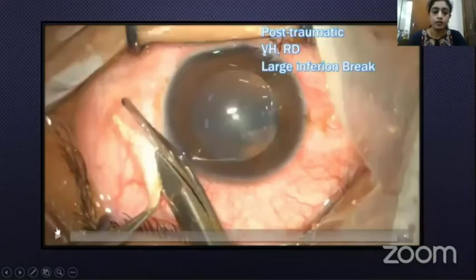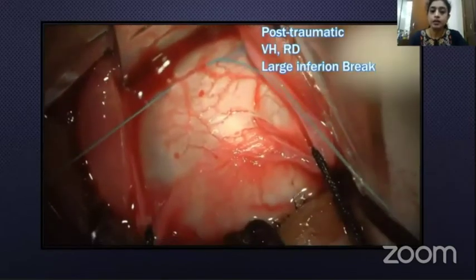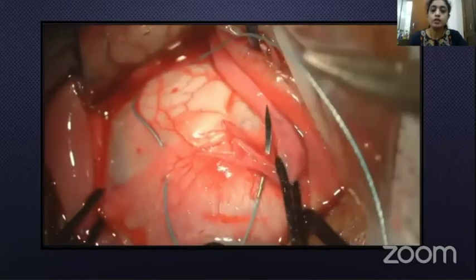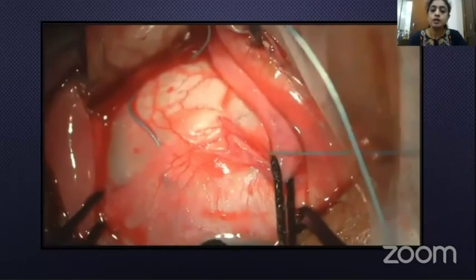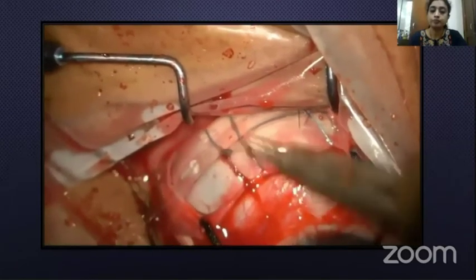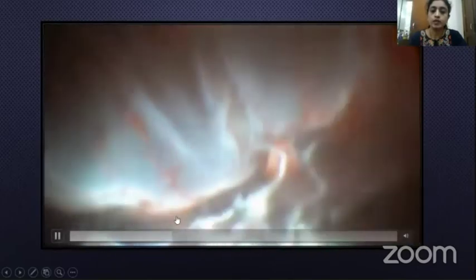So this is a short video about the vitrectomy procedure. In this patient, because there was a large inferior break with long-standing trauma as the etiology, we planned for a buckling procedure initially, 279, followed by vitrectomy, and there is PVD induction using triamcinolone to stain the vitreous.